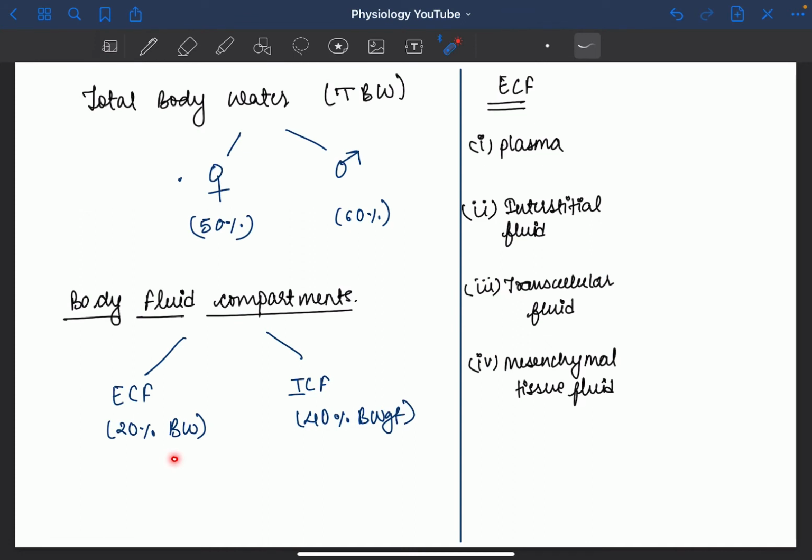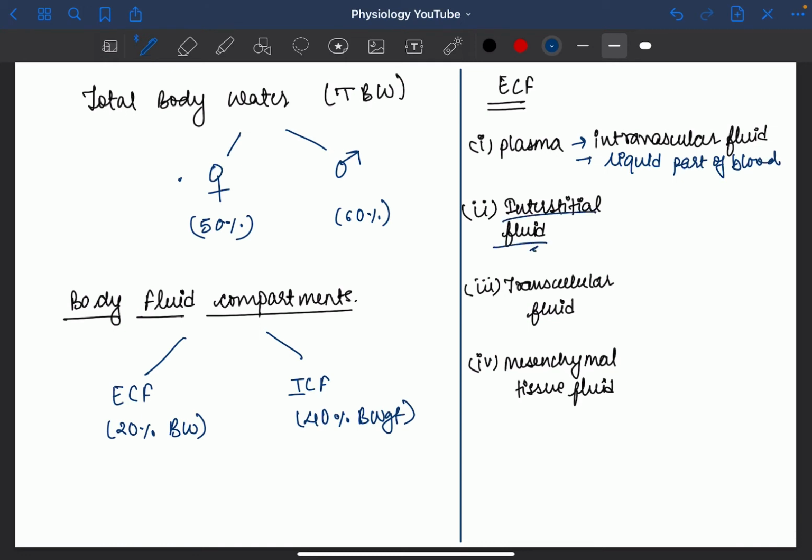Now the further divisions of extracellular fluid is plasma. So what is plasma? It is an intravascular fluid, a liquid portion of blood. Now interstitial fluid. The interstitial fluid is the fluid present in between the cells of tissues. The composition of plasma and interstitial fluid is almost the same, except that the plasma contains proteins and interstitial fluid does not. So we can say that interstitial fluid is an ultrafiltrate of plasma.